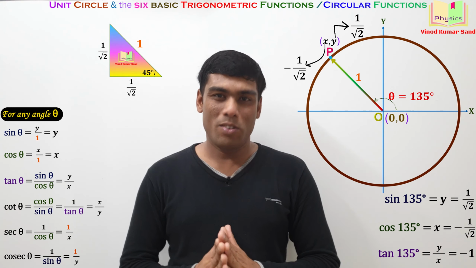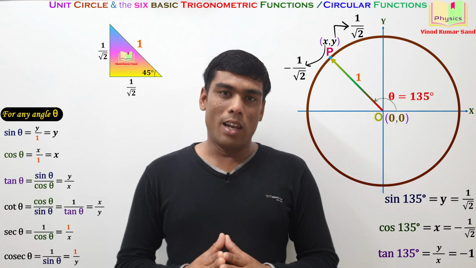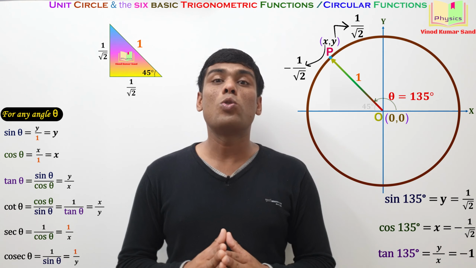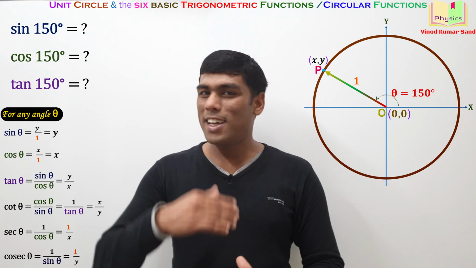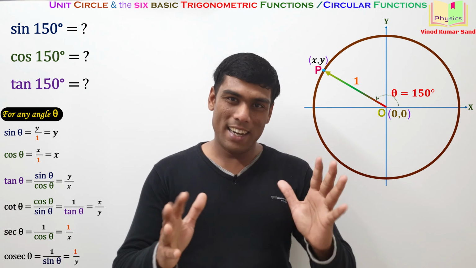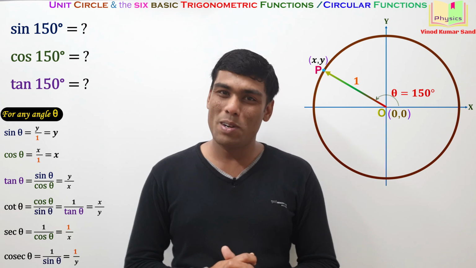Fine, good. Now I am leaving it as homework to you. Find the value of sine 150 degree, cos 150 degree and tan 150 degree and then let me know the answers in the comment box.